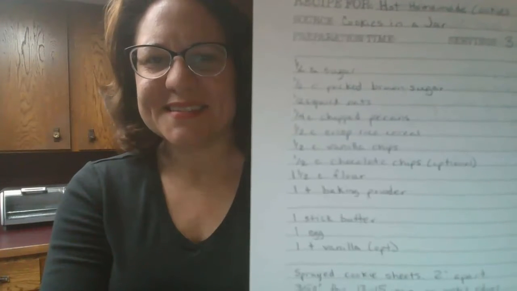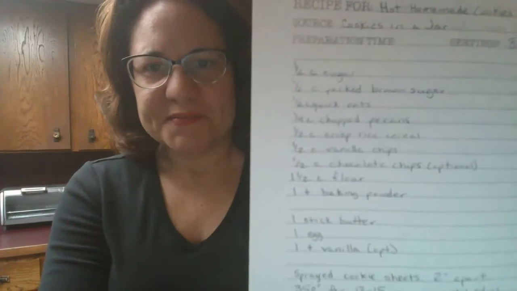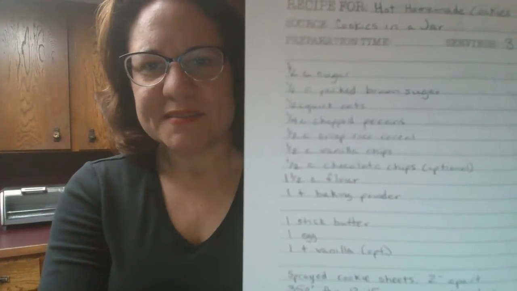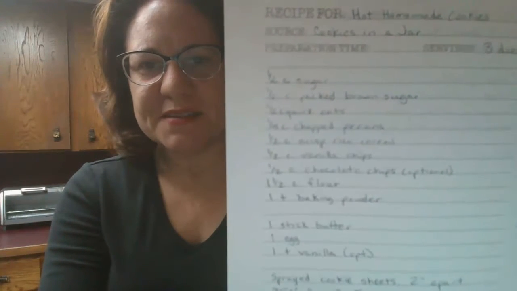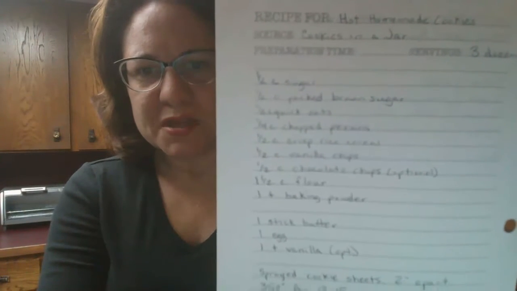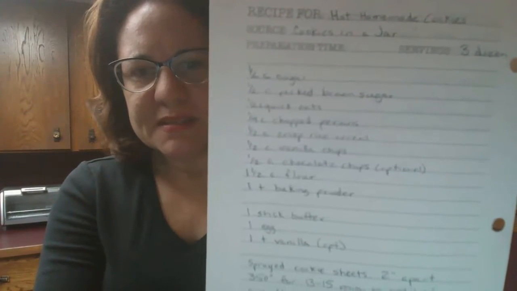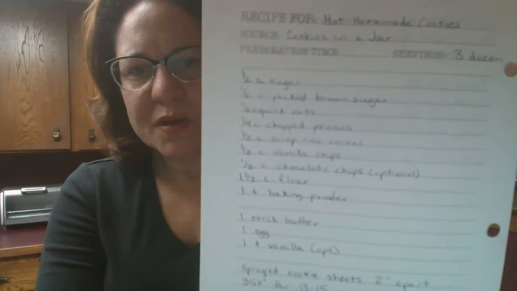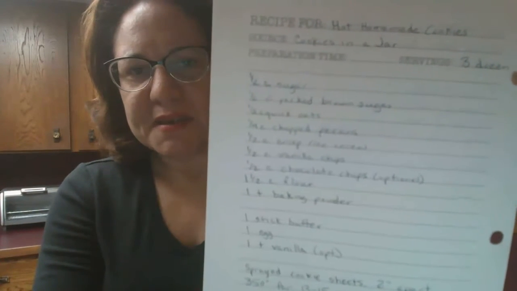Alright, so we're going to start off, we're making hot homemade cookies. And I'm going to give you the ingredients list. It says we need 1/2 cup sugar, 1/2 cup packed brown sugar, 1/2 cup quick oats, 1/4 cup chopped pecans, 1/2 cup crispy rice cereal, 1/2 cup vanilla chips, 1/2 cup chocolate chips, optional, 1½ cups flour, 1 teaspoon baking powder, 1 stick of butter, 1 egg, and 1 teaspoon of vanilla, which is optional.